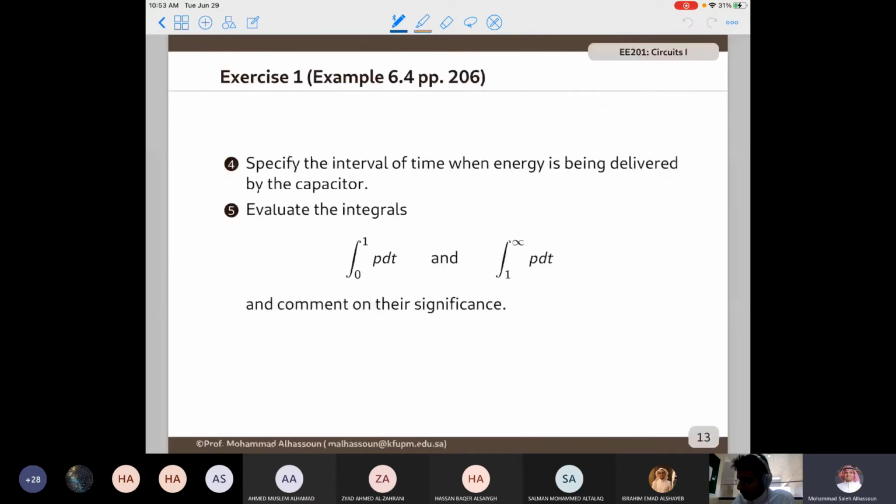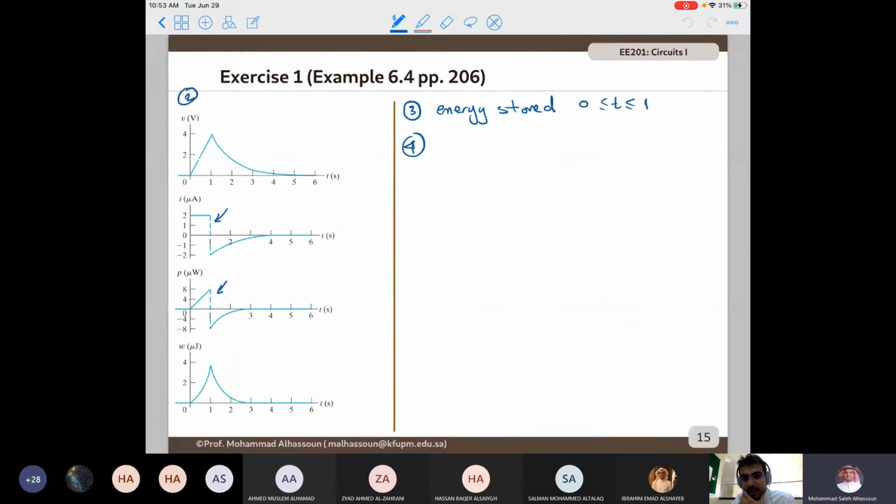I believe the fourth one is asking you to specify the interval of time when the energy is being delivered by the capacitor. And Abdullah, Abdul Ilah?